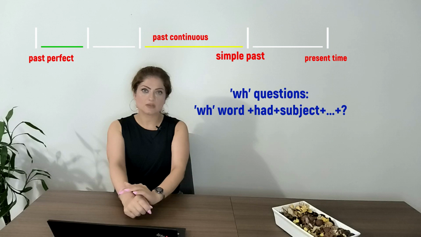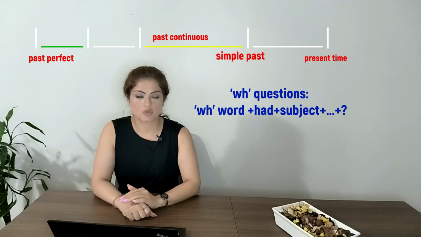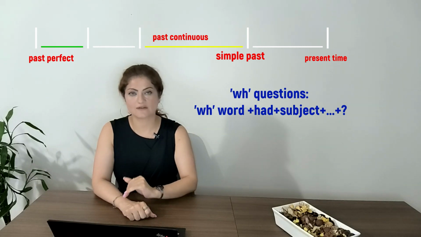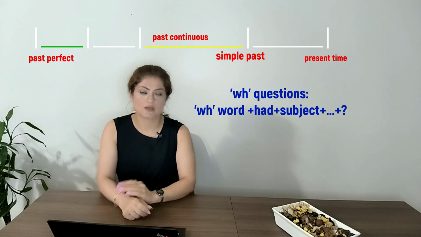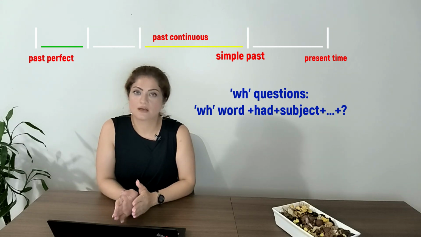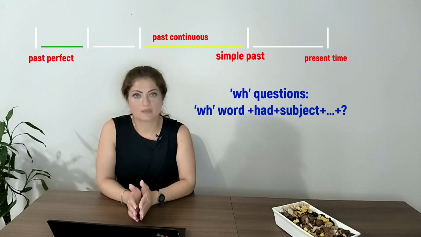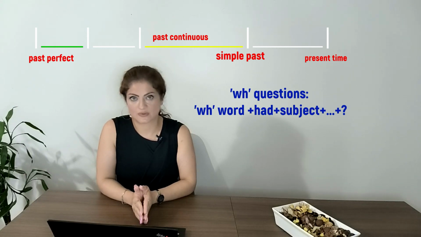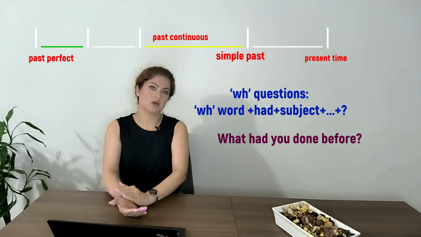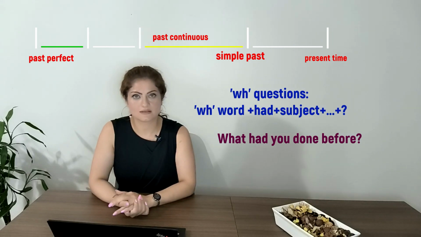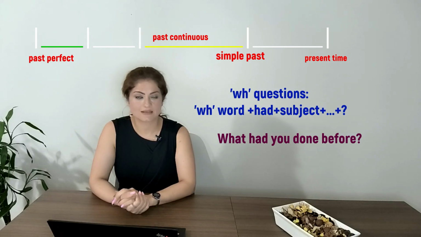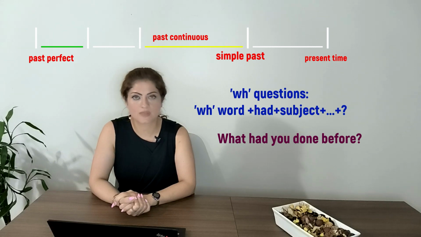To make WH questions, you should put the auxiliary had after the WH word. The form is the WH word plus had plus subject plus verb 3. For example, what had you done before? What is the WH word? Had is the auxiliary. You is the subject. Done, verb 3 of do.